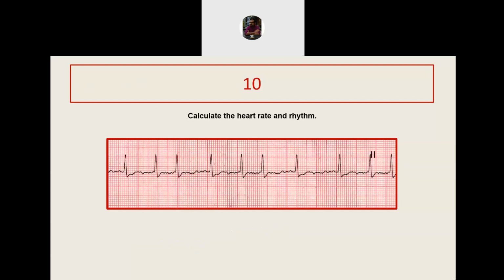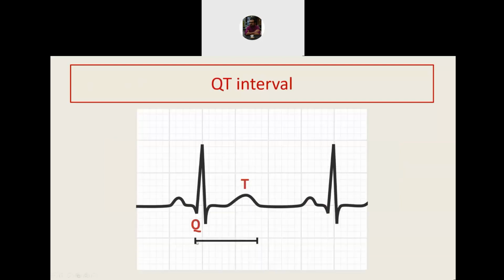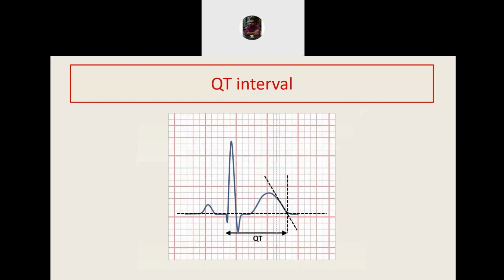Now QT interval, I told you, it's from the beginning of the Q wave to the end of the T wave, and it represents all the electrical activities that are going on in the heart, in the ventricle. When there is a confusion as to where you should stop, you take the slope of the T wave, and where it cuts the straight line, horizontal line, that is the point up to which QT should be measured.